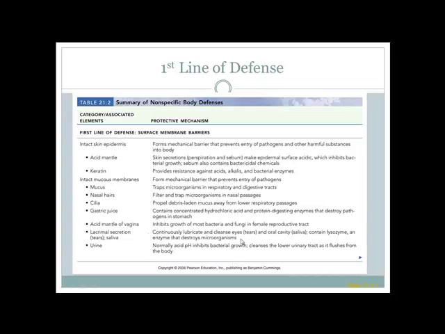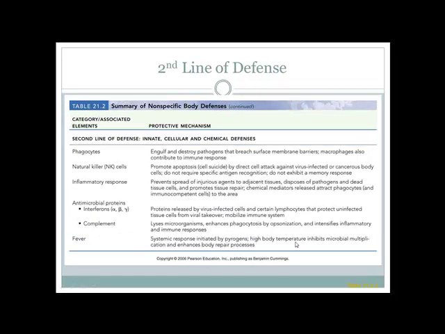Lacrimal secretions within your eyes: you produce tears, and within them there's lysozyme, an enzyme that will kill off many, many microorganisms. And then urine. Your urine is typically acidic. Most bacteria don't like to live in an acidic environment, so since the urine is acidic, that's its method of cleansing the lower urinary tract.